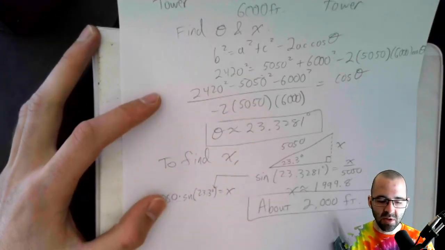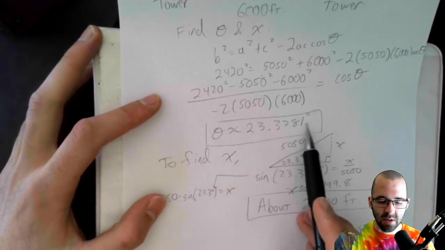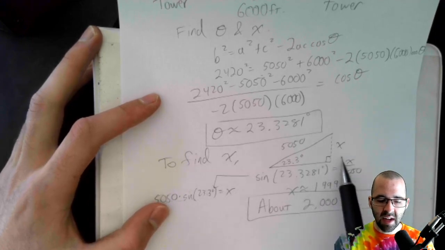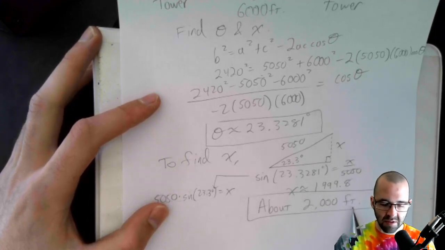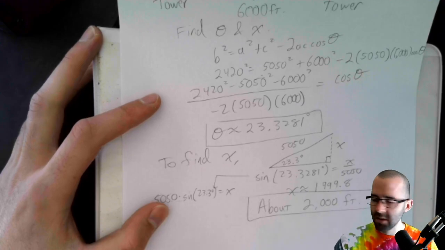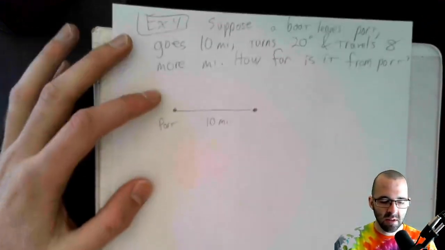Oh, another small thing, by the way, about the other problem is please remember to use units right here. Our angle is in degrees. And the distance, how far are we from the freeway? About 2,000 feet. The units are very, very important and are worth points. Okay?